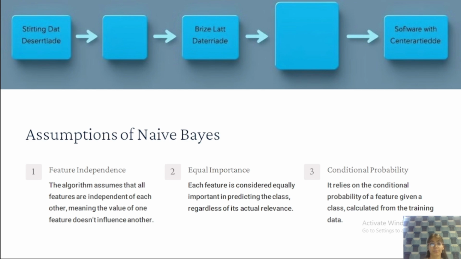Then we have equal importance. Each feature is considered equally important in predicting the class. They are all equally important. The priority of each feature is equal. This doesn't mean that some of the features get higher priority or some get lower priority. No, in Naive Bayes, all the features get equal priority. And then we have the conditional probability. It relies on the conditional probability of a feature given a class, calculated from the training datasets.